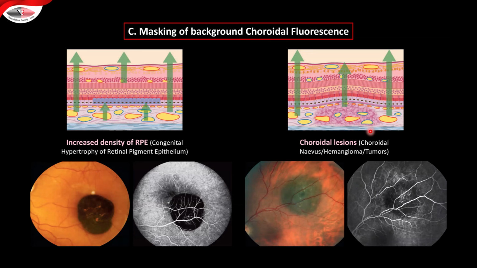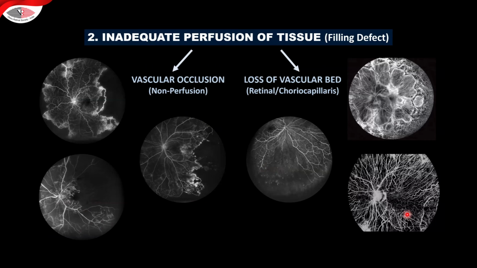So here you see the increased density of the RPE, which could be there with congenital hypertrophy of RPE, which you see here, or you see choroidal lesions like nevus, hemangioma, tumors could be there. Then there's inadequate perfusion of the tissue, which is either a vascular occlusion or loss of the vascular capillary, choriocapillary retinal bed, which is there.